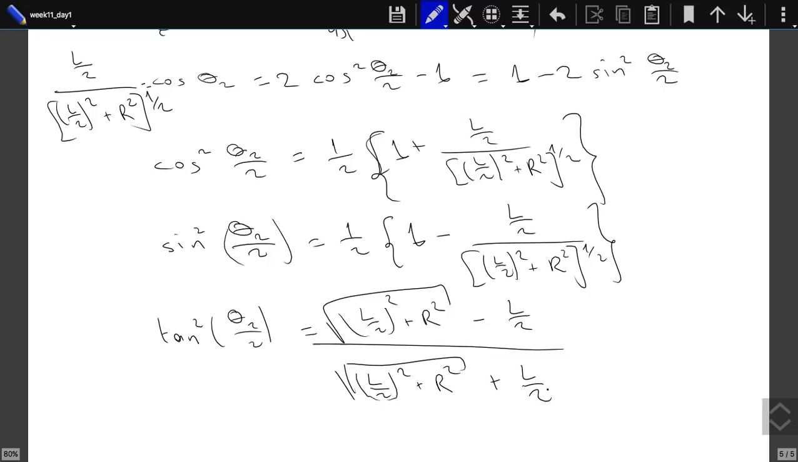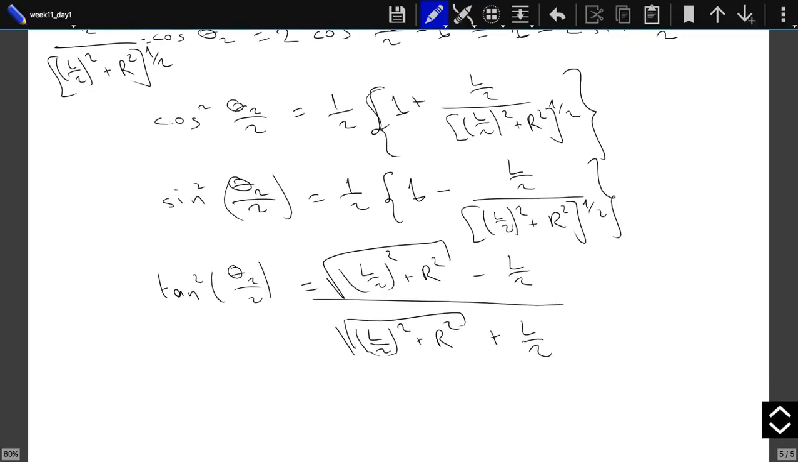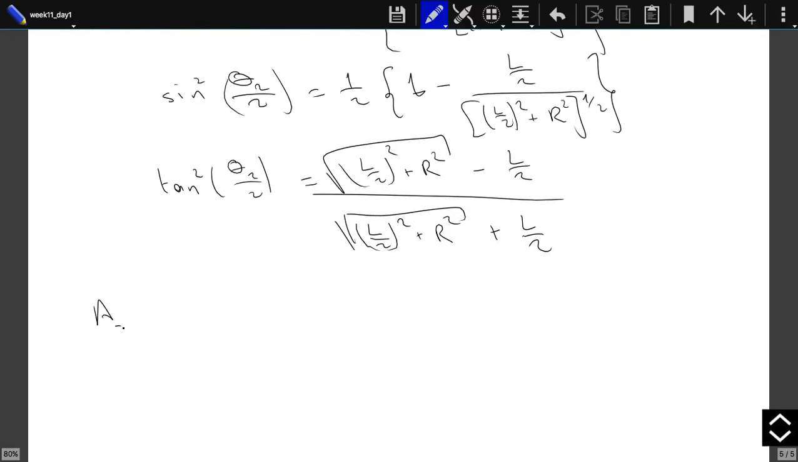Now let's go back. AZ partial. It is partial because it's not the total vector potential, but the contribution to the vector potential from a segment of the wire of length L. To obtain the total vector potential, I will need to take the L goes to infinity limit, eventually.